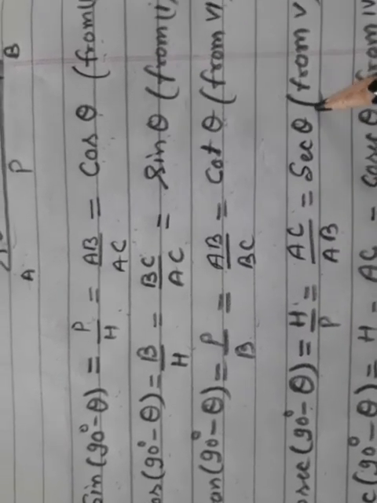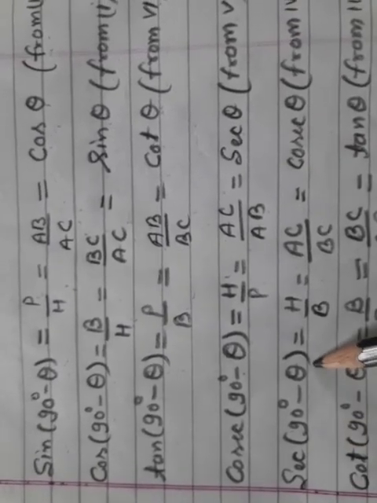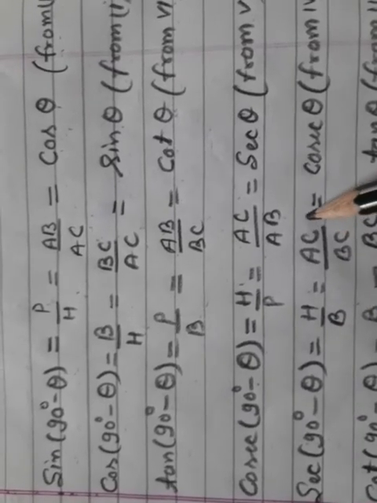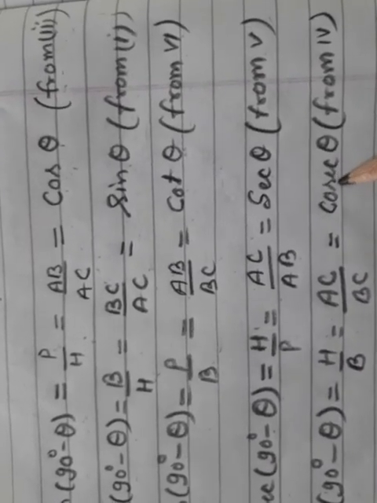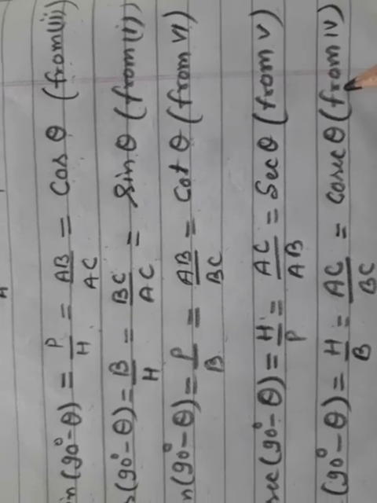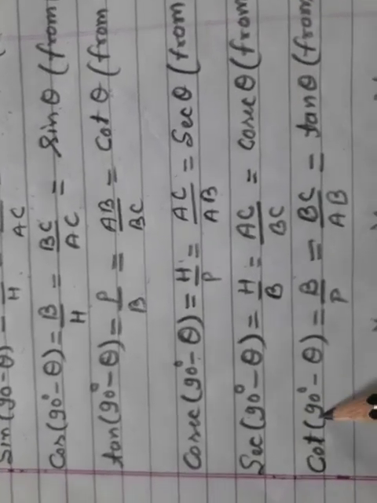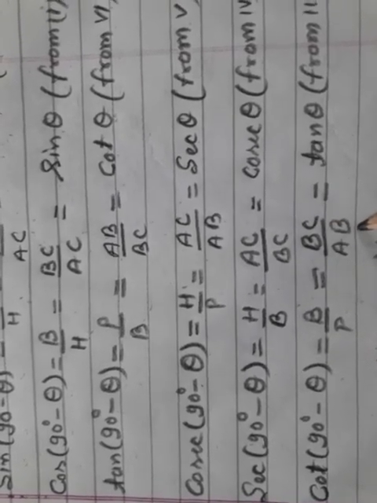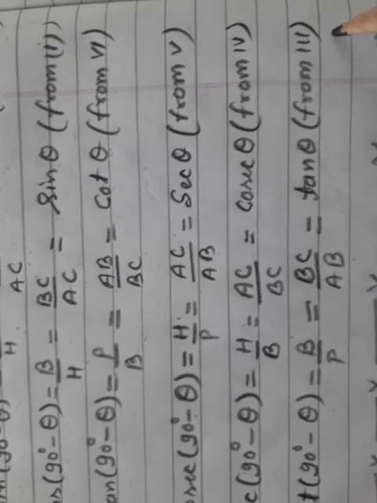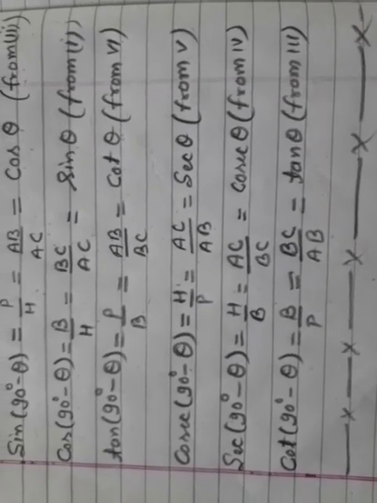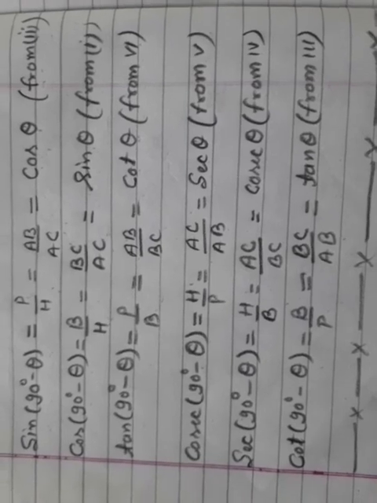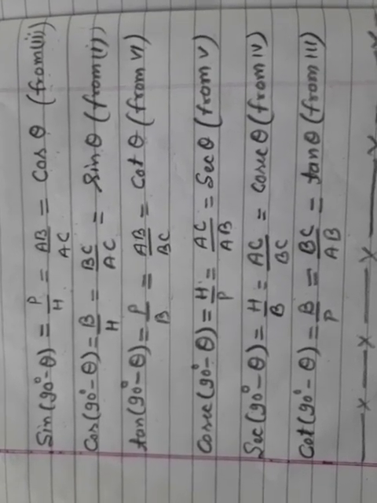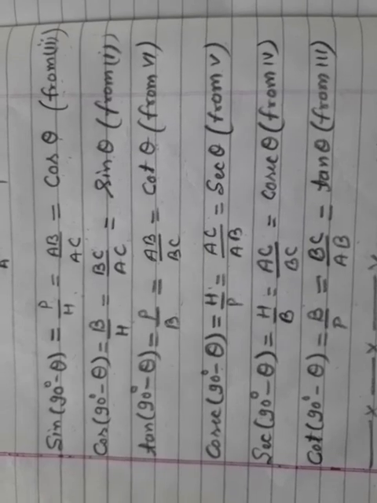Cosec 90 minus theta is equal to hypotenuse upon perpendicular, AC upon AB, which is equal to sec theta from the fifth. Similarly, sec 90 minus theta is hypotenuse upon base, AC upon BC, which is cosec theta from the fourth. Now, cot 90 minus theta is equal to B by P, which is BC upon AC, which is equal to tan theta from the third equation. Clear? Okay. We discuss some other solutions in the next video.